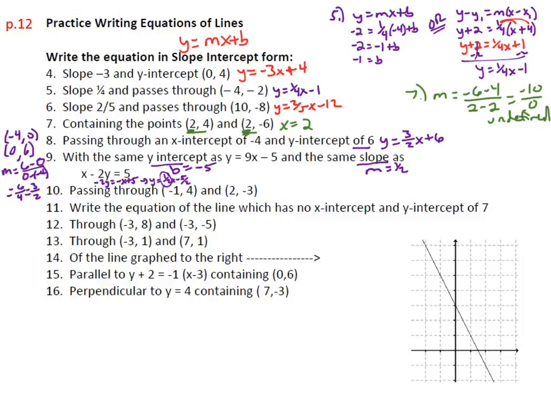So that means when we put the two pieces together, we're going to have y equals our slope of 1/2 times x, and then our y value was -5, so minus 5.